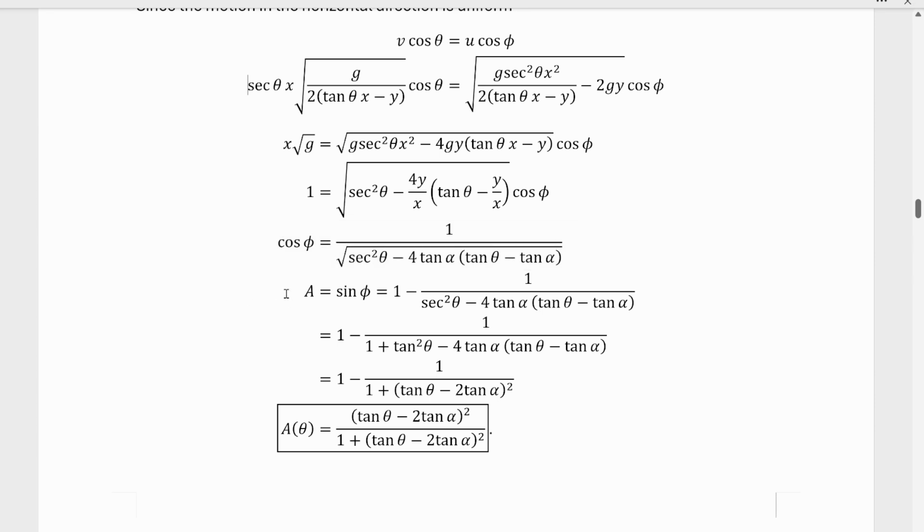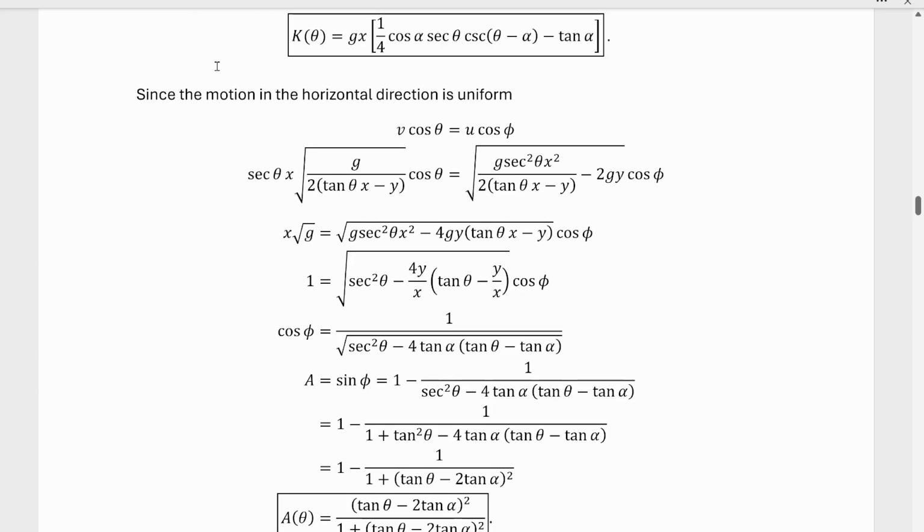The area A is defined as the sine of phi. Since cosine of phi is now solved, we can use the Pythagorean identity to get sine of phi. After simplifying, this is the A as a function of theta. So at this point, I can display the graph of k theta and a theta.